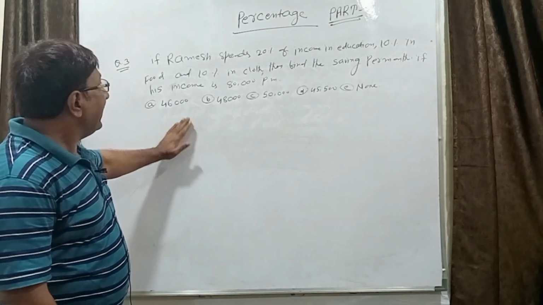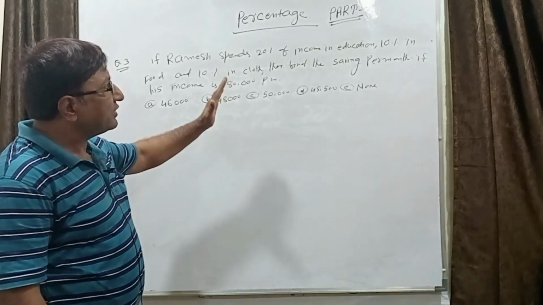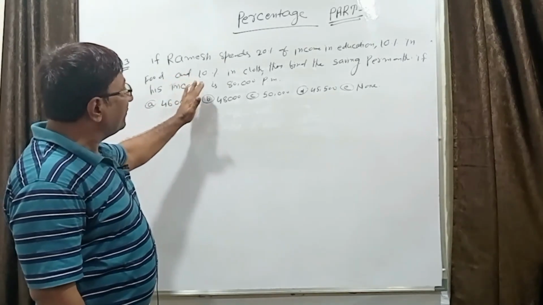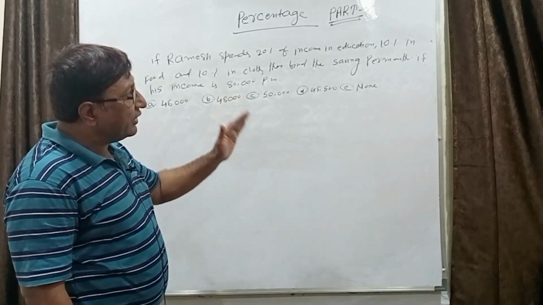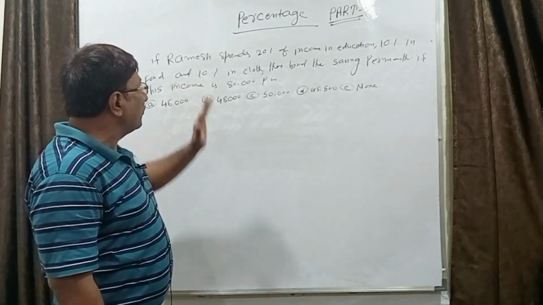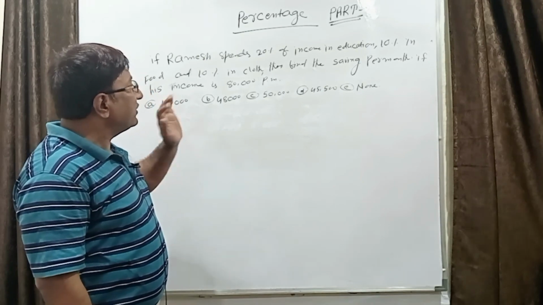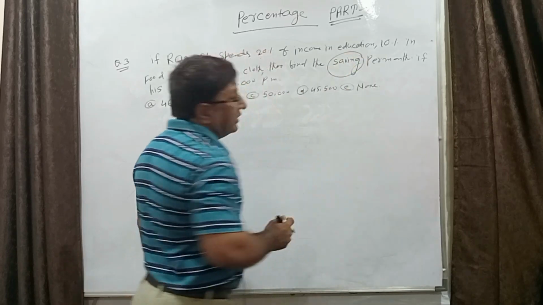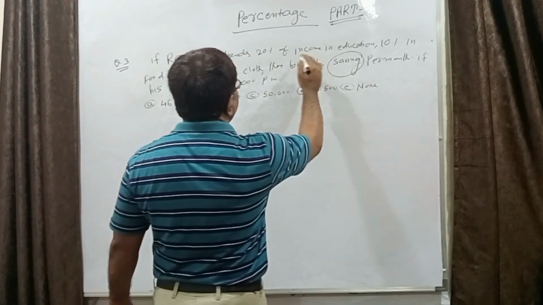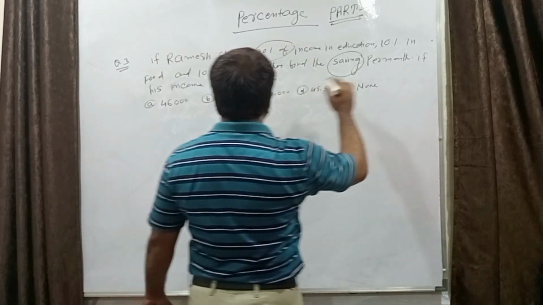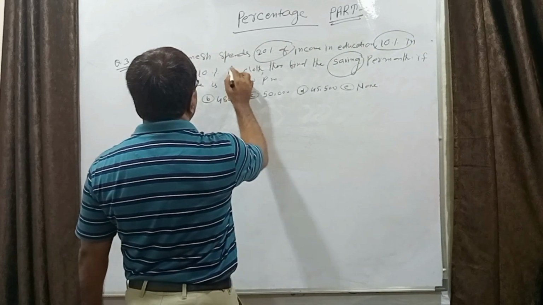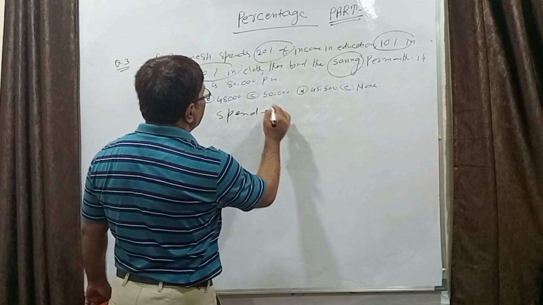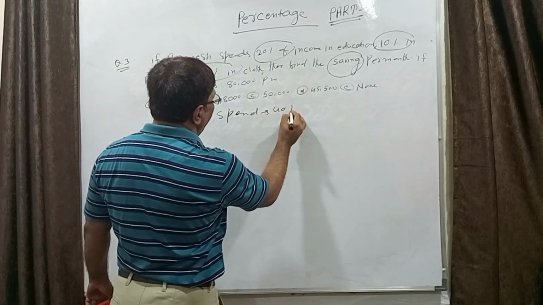Now see the third question. The third question is: if Ramesh spends 20% of income on education and 10% on food and 10% on clothes, then find the saving per month if his income is 80,000 per month. So for this type of question, what is the simple technique? We are finding saving. So first we see how much he has spent. 20% spent on education and 10% on food and 10% on clothes. So total spent is 20 plus 10, 30, that is 40%.